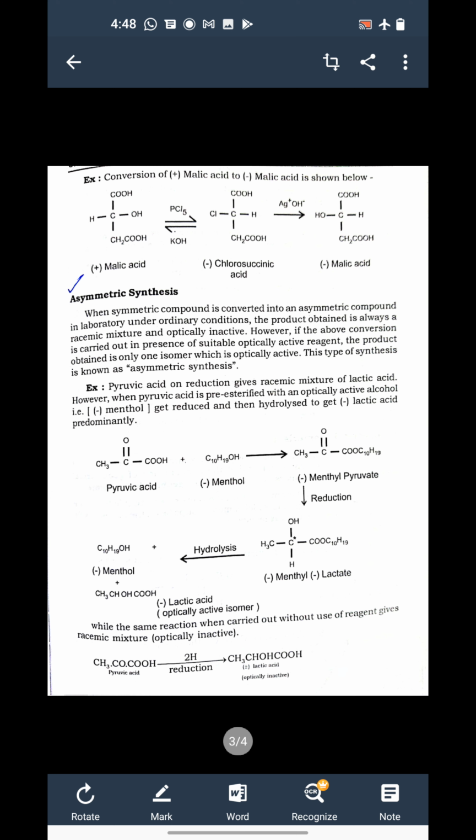Means we started with pyruvic acid, a symmetric compound. Now we come to the end, and we are getting the product that is an optically active isomer, but only one isomer we get here, that is minus lactic acid. Such a conversion is called asymmetric synthesis. If we carried out the same reaction in general conditions in the laboratory without use of any optically active reagent, what will we get? When pyruvic acid undergoes reduction, simply, we get an asymmetric compound, but it must be plus minus lactic acid. It is optically inactive. So this is all about asymmetric synthesis.